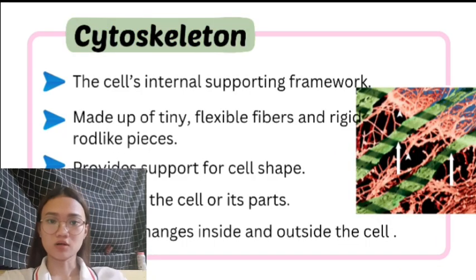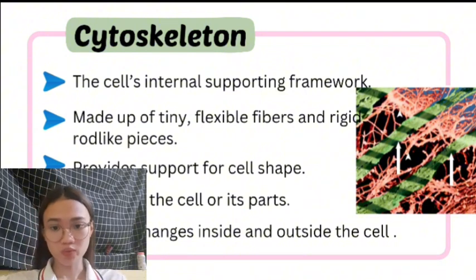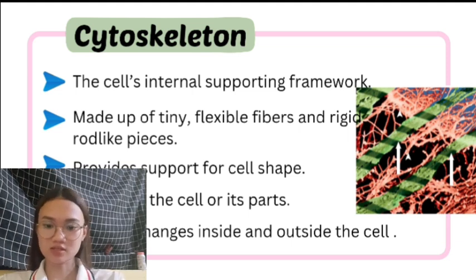Next, we have the cytoskeleton. So, the cytoskeleton is the cell's internal supporting framework. Katulad siya ng mga bony skeleton sa ating katawan. It is made up of tiny, flexible fibers and rigid, rod-like pieces, as you can see in the picture. And also, the cytoskeleton provides the support for cell shape and tumutulong din ito sa pagpapagalaw ng mga cell part and detects the changes inside and outside the cells.